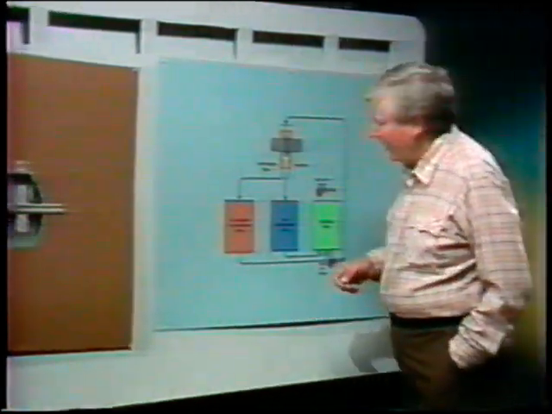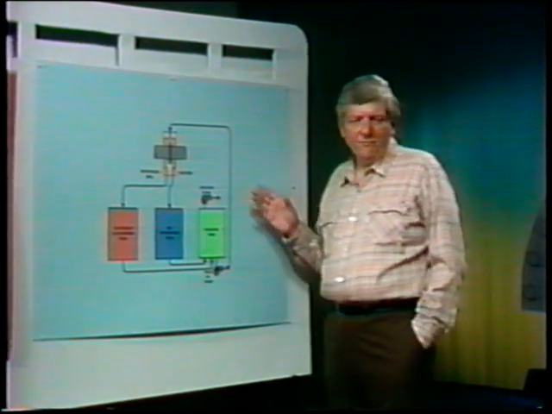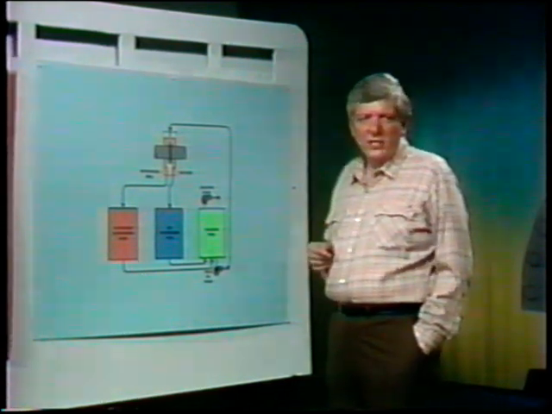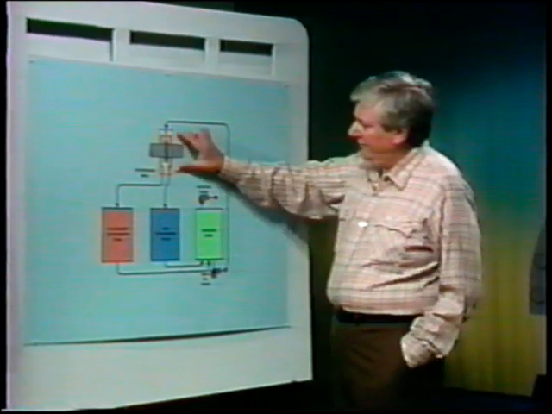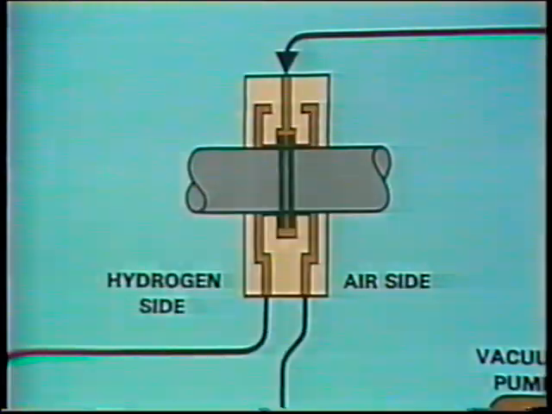Here's a diagram of a simplified hydrogen seal oil system. The diagram shows the seal on one end of the generator, but the seal on the other end works the same way. There are two sides to each seal, the hydrogen side and the air side. Here's what a cross-section of the seal looks like close up.